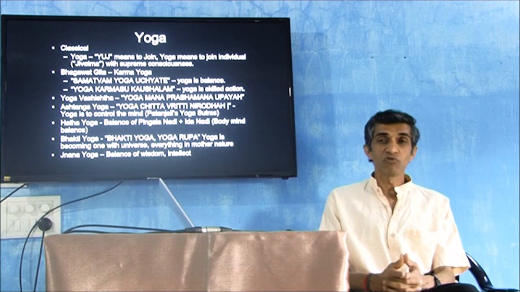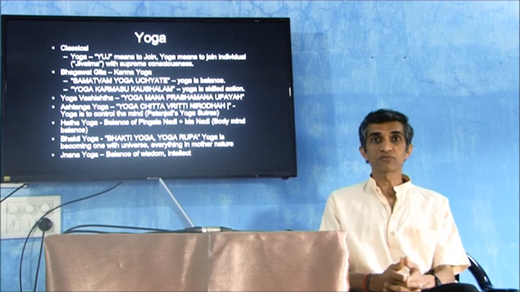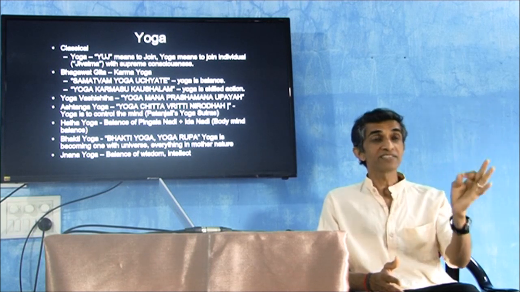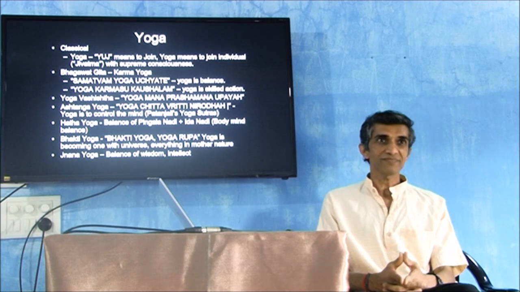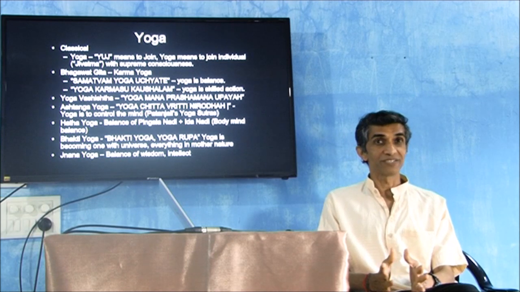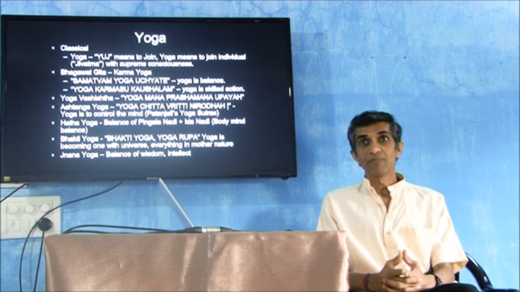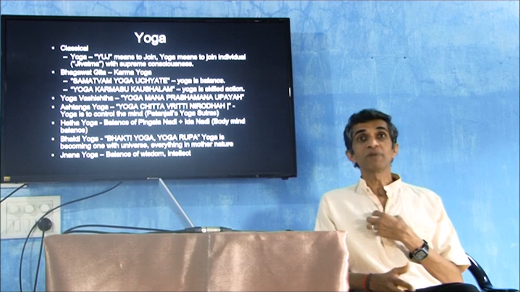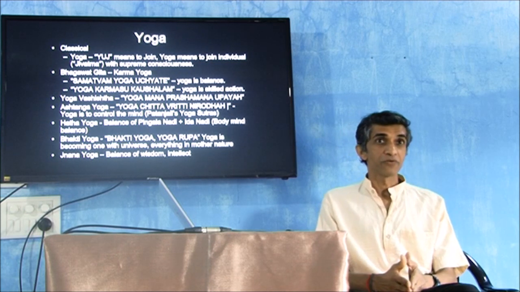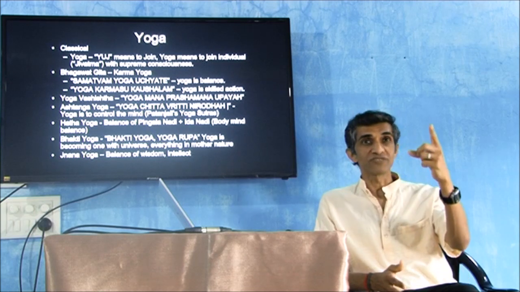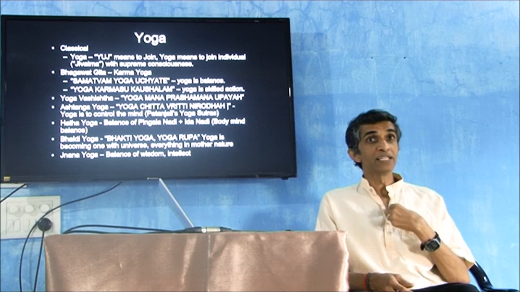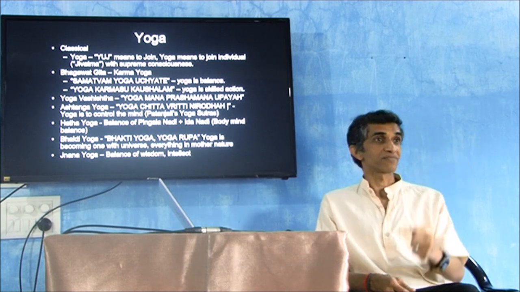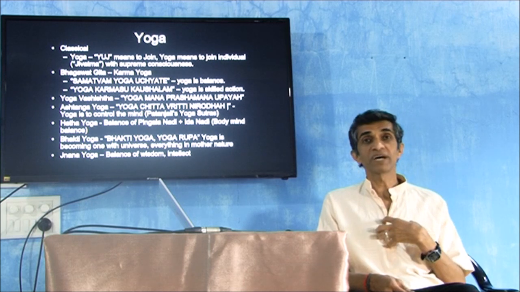So Arjuna asks him, what is yoga? And Krishna answers to that, Samatvam yoga uchyate. Yoga is balance. See, very simple definition. Yoga is balance. Balance of what? Yoga is balance of my body and mind. Yoga is balance of my emotions. Yoga is balance of my thoughts. Yoga is balance of my actions. Yoga is balance of my intellect.